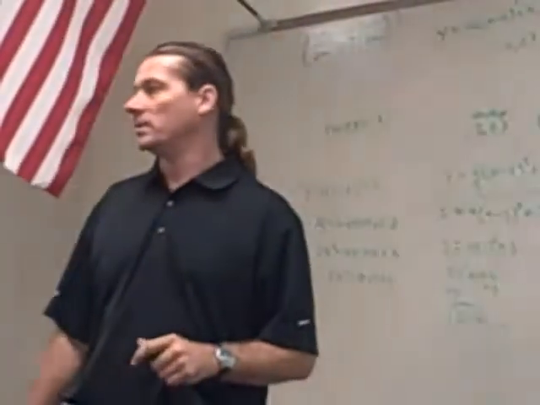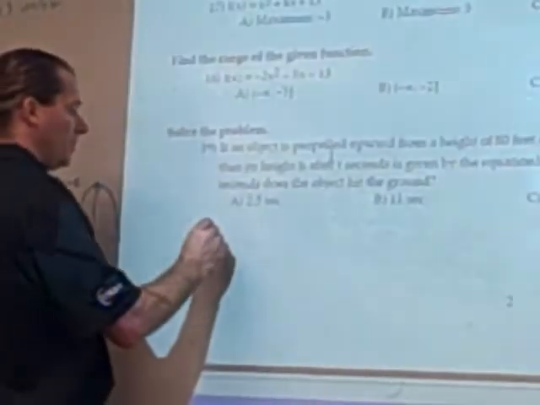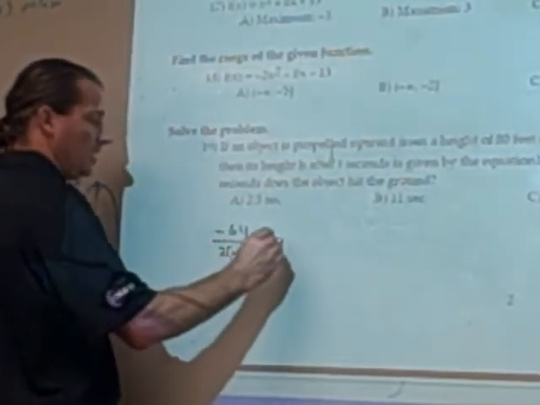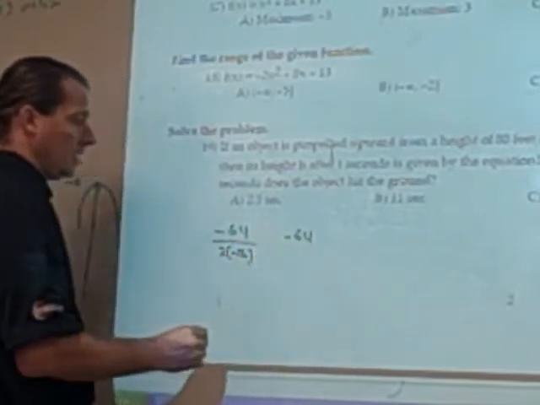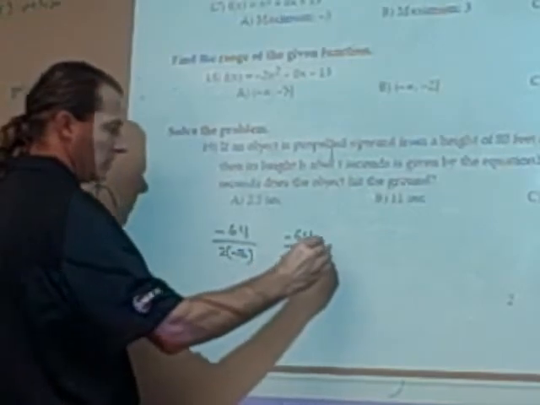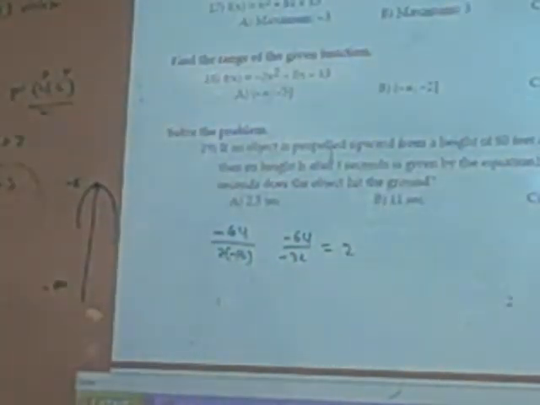There's two things to do here. You can either find the vertex or you can find out where it hits the ground. If you find the vertex, you would have minus 64 over 2 times minus 16. That will be minus 64 divided by negative 32, which would equal 2. And that's not one of the answers, is it?